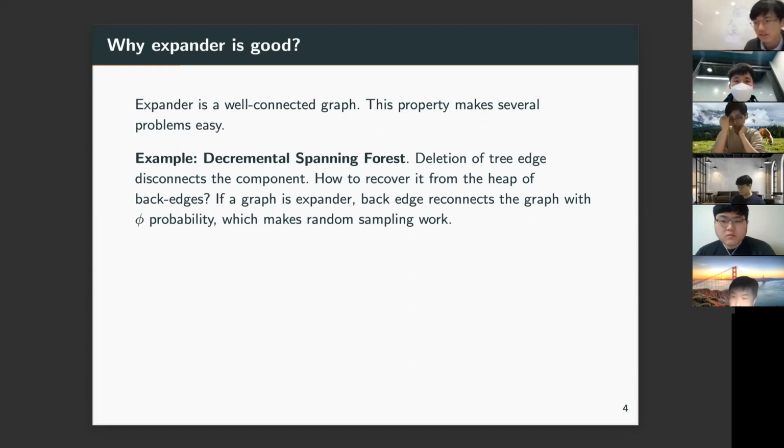You have to take one non-tree edge and turn it into a tree edge. So basically you want to find new edges that connect the components, and you want to recover it from the heap of back edges. So how is it going to work? If the graph is an expander, then the back edge reconnects the graph with probability pi. So random sampling just works there. I cannot write down the formula here, but it's not hard to figure out.